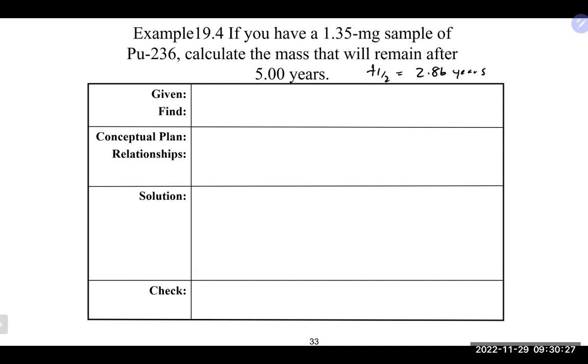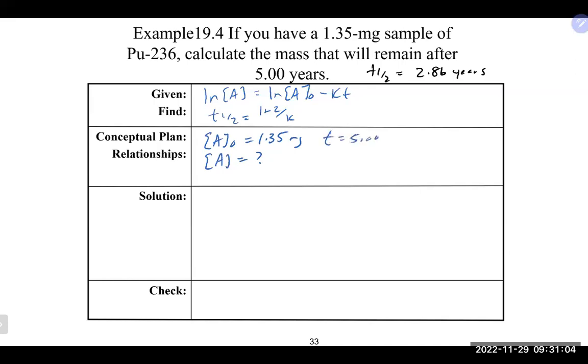It's always going to be first order, so we really always know the correct formulas to use here. And you can use really the same ones as we used with kinetics. If you want to use the nuclear symbols, you can, but it's basically the same thing. We'll use our half-life equation as well. So in this particular case, we have 1.35 milligrams, which is our initial. And we want to know what is our final there at the end after 5 years.